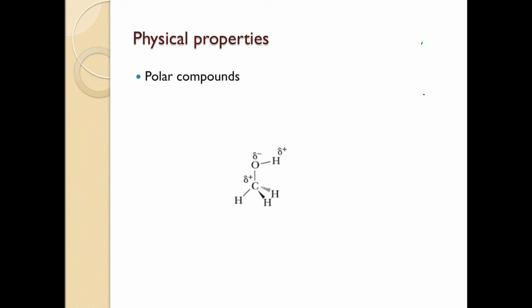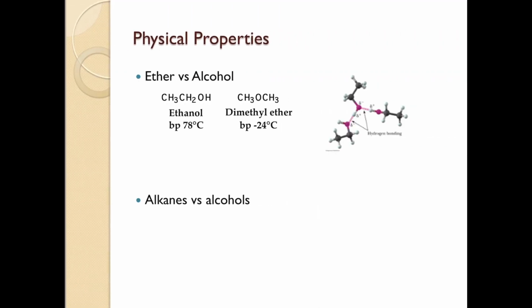They can also participate in hydrogen bonding. Let's see the effect of hydrogen bonding using an example. Here we have an ether and an alcohol: ethanol and dimethyl ether. These two compounds are constitutional isomers. When you say constitutional isomers, they're going to have exactly the same number of atoms in them. Okay, let's find out the number of atoms present in these compounds.